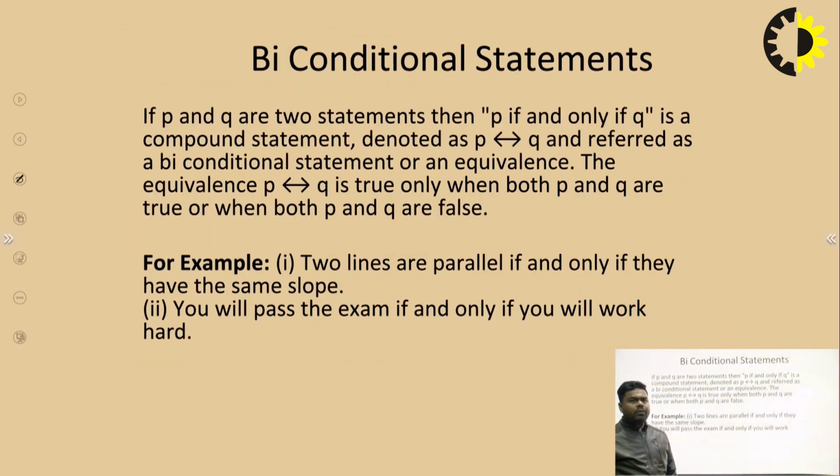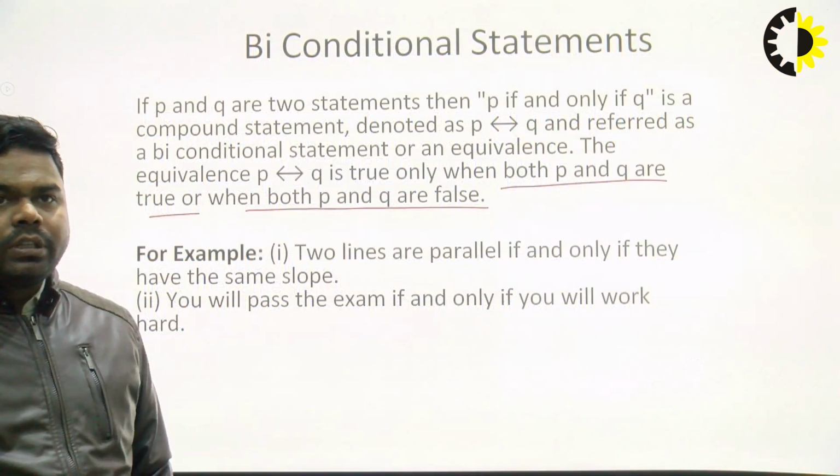Okay. Now, biconditional statements. If P and Q are two statements, then the compound statement P if and only if Q, denoted by P to Q, is referred to as a biconditional statement or an equivalence. The equivalence of P to Q is true only when both P and Q are true, or when both P and Q are false. For example, two lines are parallel if and only if they have the same slope. Okay, this is an example of the biconditional statement.